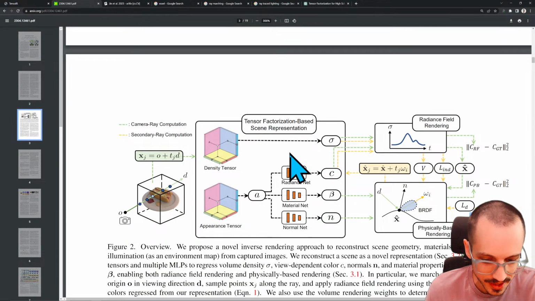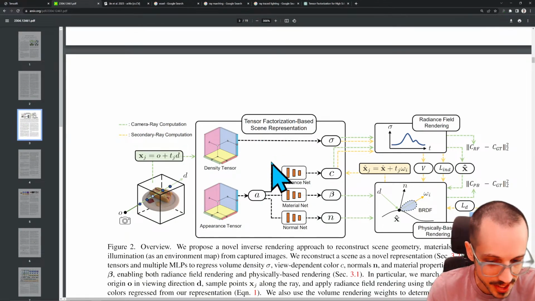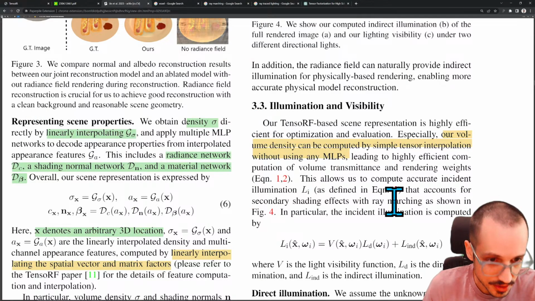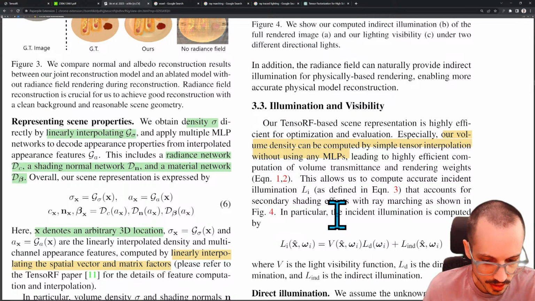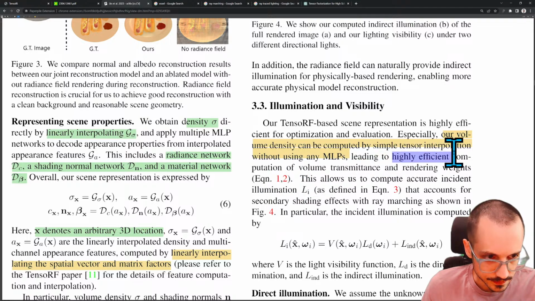You don't need to be doing inference with an MLP like a million times in order to get the density. You can just directly get the density from this density tensor. That's another huge advantage of using that tensor representation, leading to highly efficient computation of volume transmittance and rendering weights. Highly efficient. This allows us to compute accurate incident illumination, L_i.